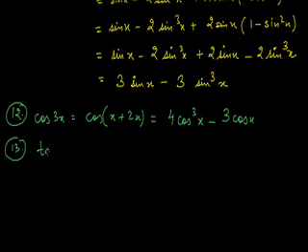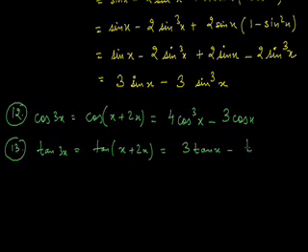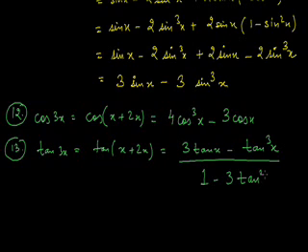Also, if you want to find the value of tan 3x, you can do so by writing it like this: tan of x plus 2x, then apply the formula of tan x plus y and convert everything in terms of tan x only. So when you do this, you will get the answer as 3 times tan x minus tan cube x whole upon 1 minus 3 tan square x. So these are the formulas of compound angles. With the help of these formulas, you can do questions.